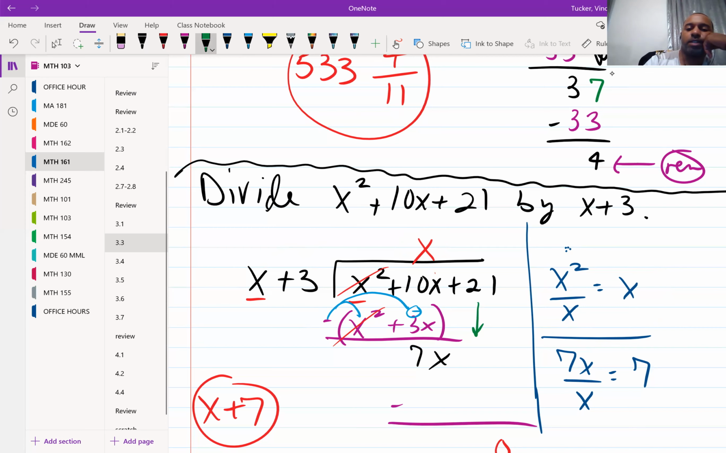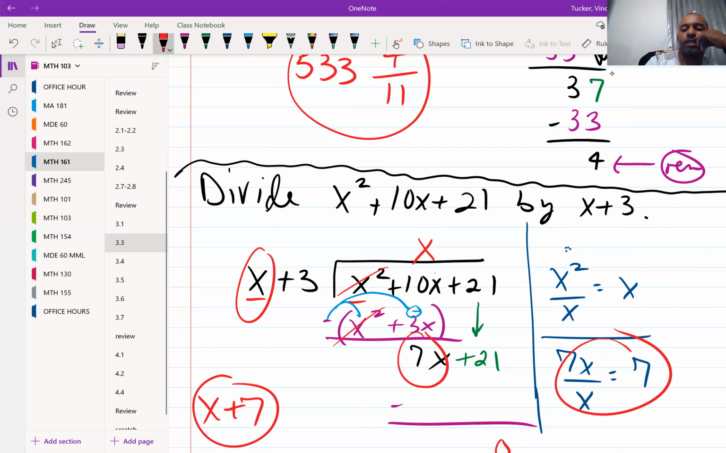Bring down the next number, which is 21. Now you have 7x plus 21. Once again, compare the first terms in each. And that's what we did right here. 7x divided by x is just 7. So that's what comes up here.